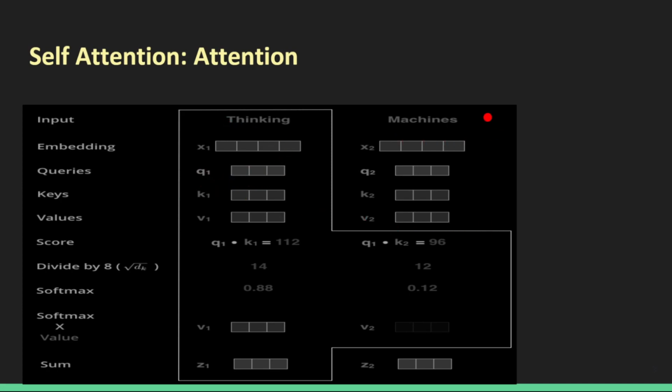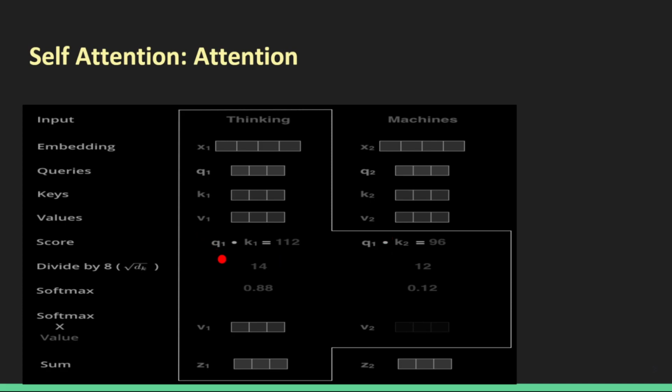So this sequence is a very simple one. It has just two items, thinking and machines. And your Q1 queries thinking, and then queries machines. What querying does here is take a look at the key of each item, and by taking a look at it, it basically means dot product. So this will determine how much attention the present word, the querying word, should pay to the queried word, the word that holds the key of the word that is being queried.